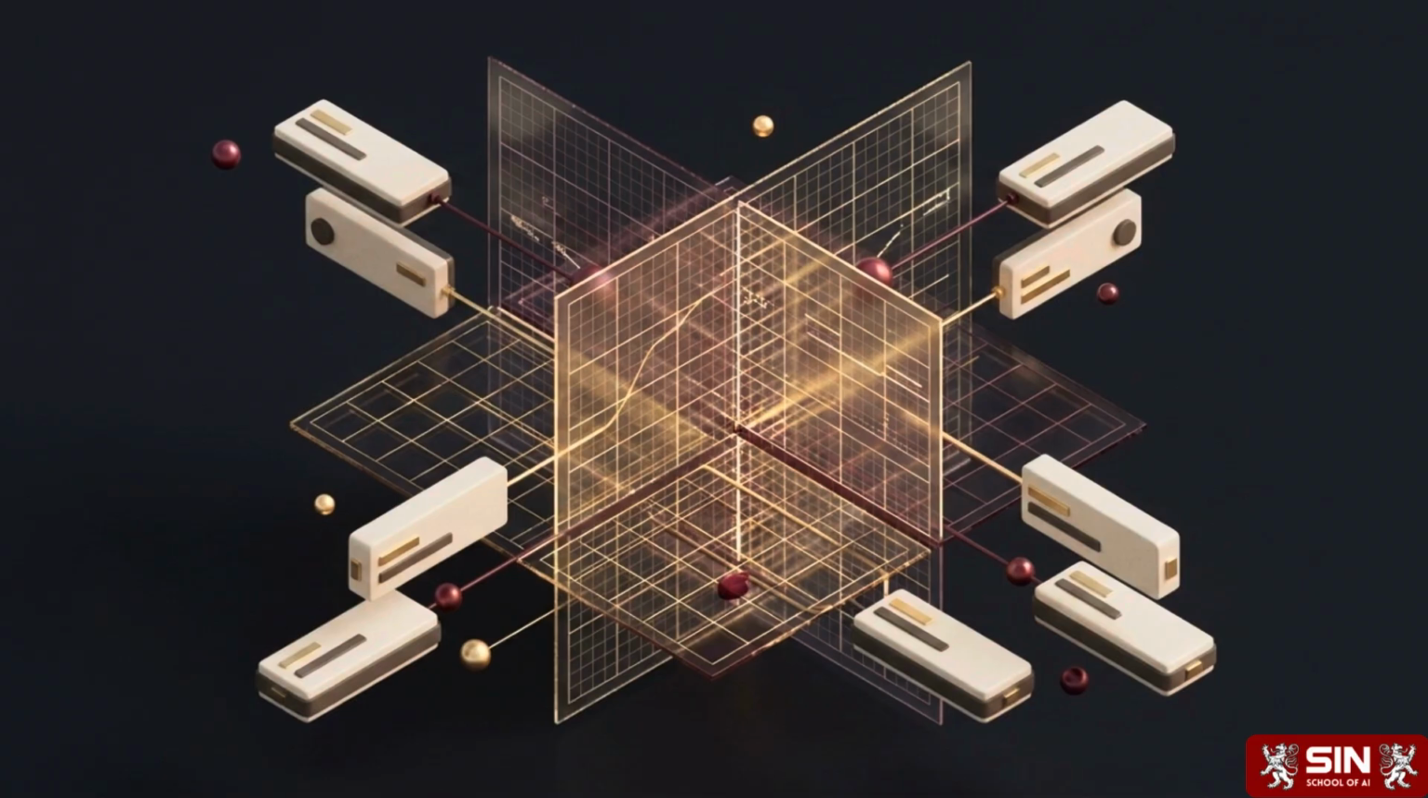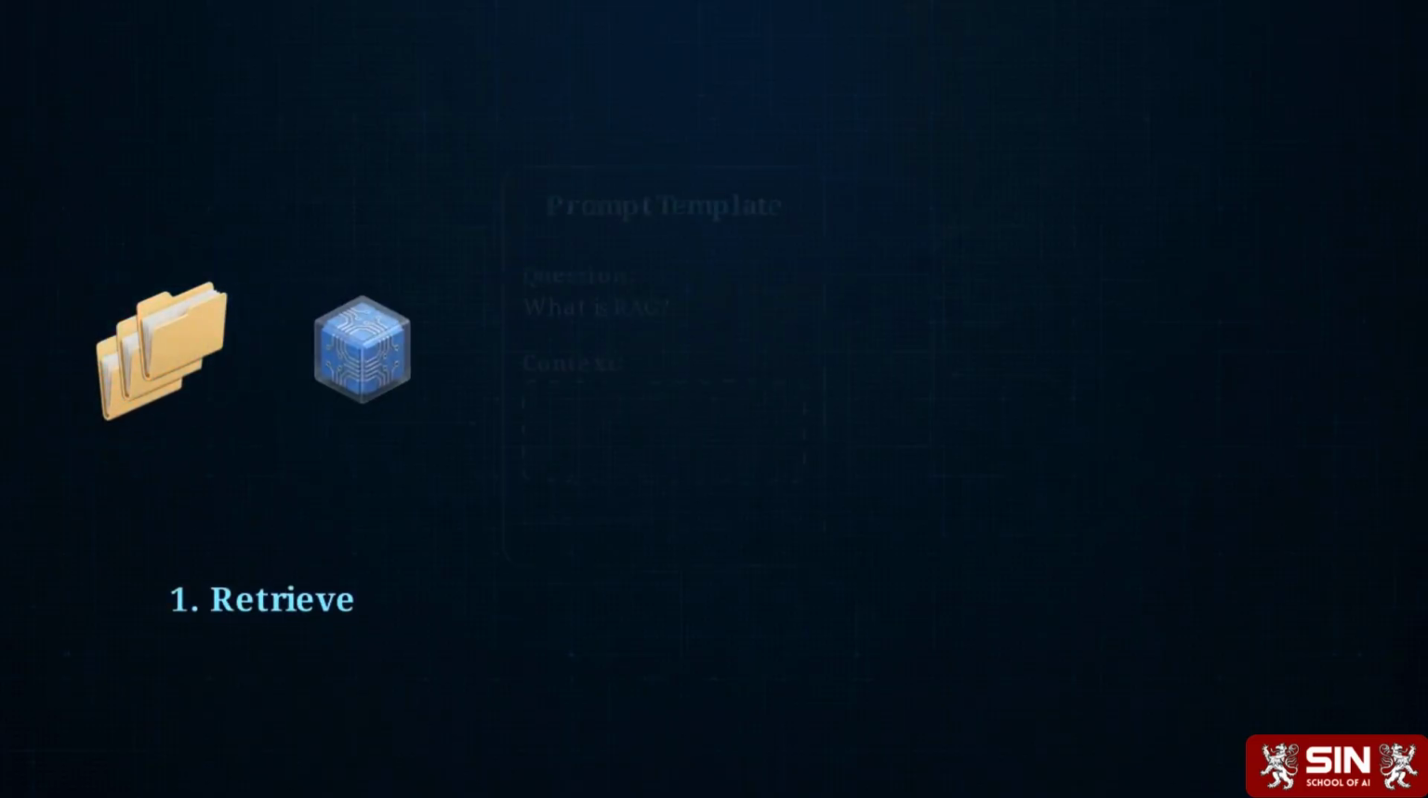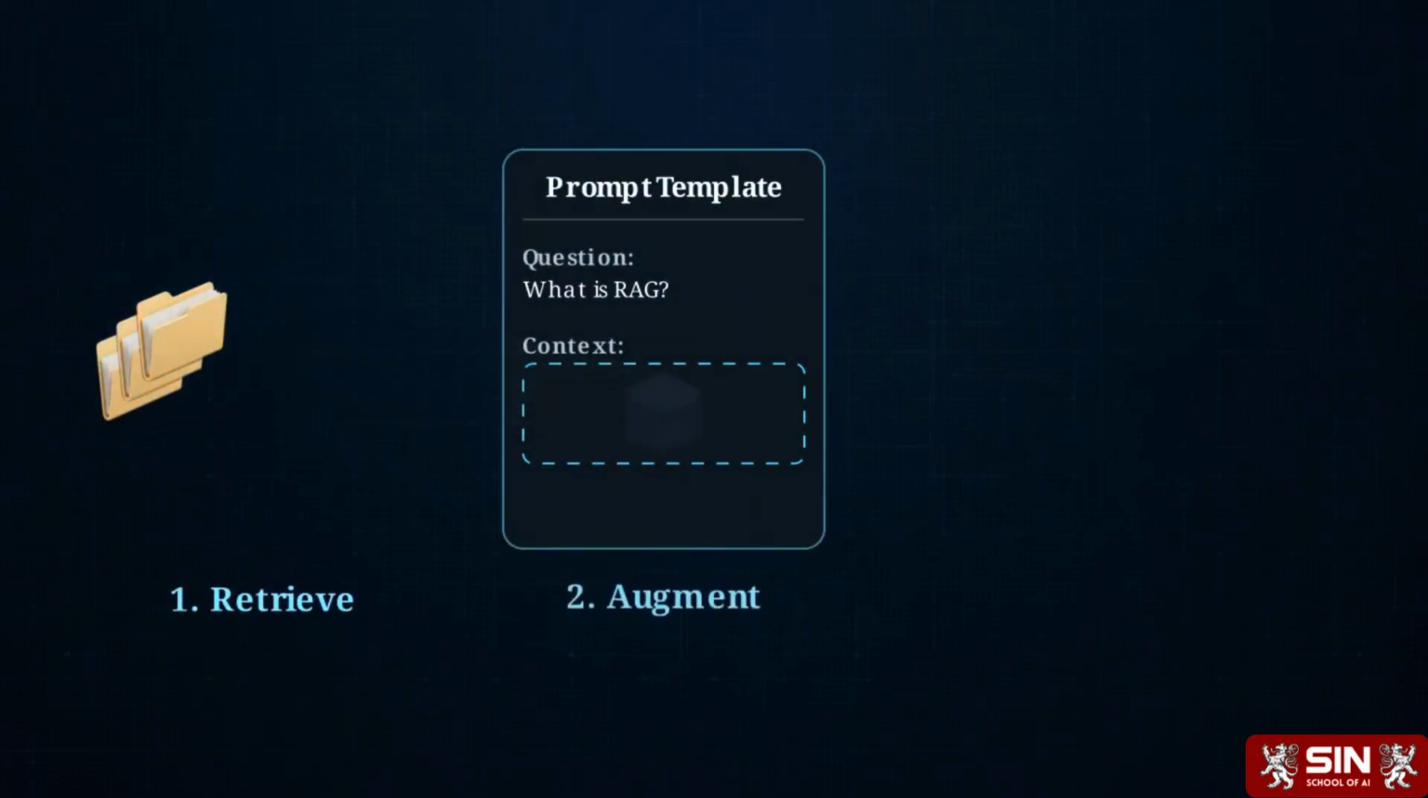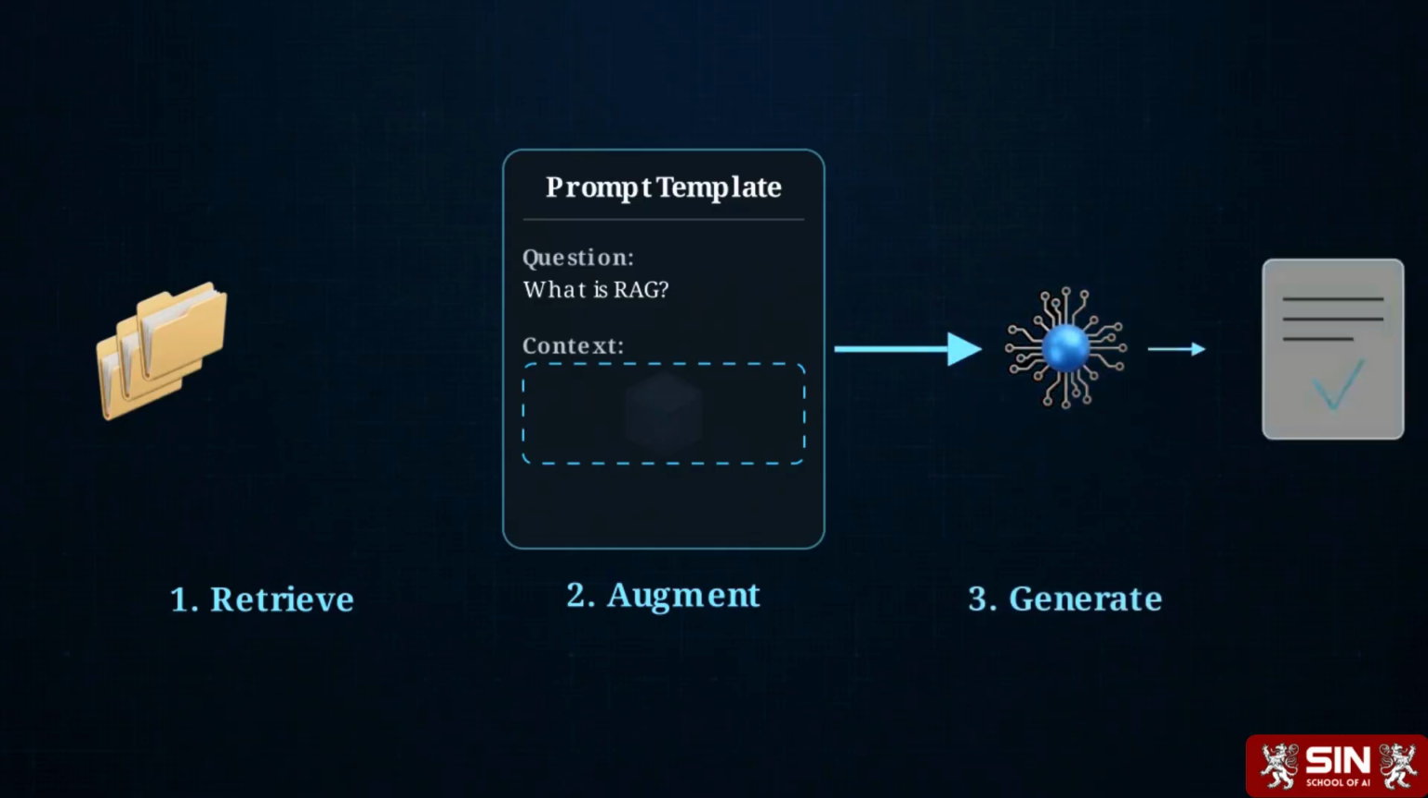Retrieval-Augmented Generation, or RAG, was engineered to solve this. It follows a three-step sequence. First, it retrieves relevant data from your own documents. Second, it augments the prompt with that information. And third, it generates an answer based on that evidence.